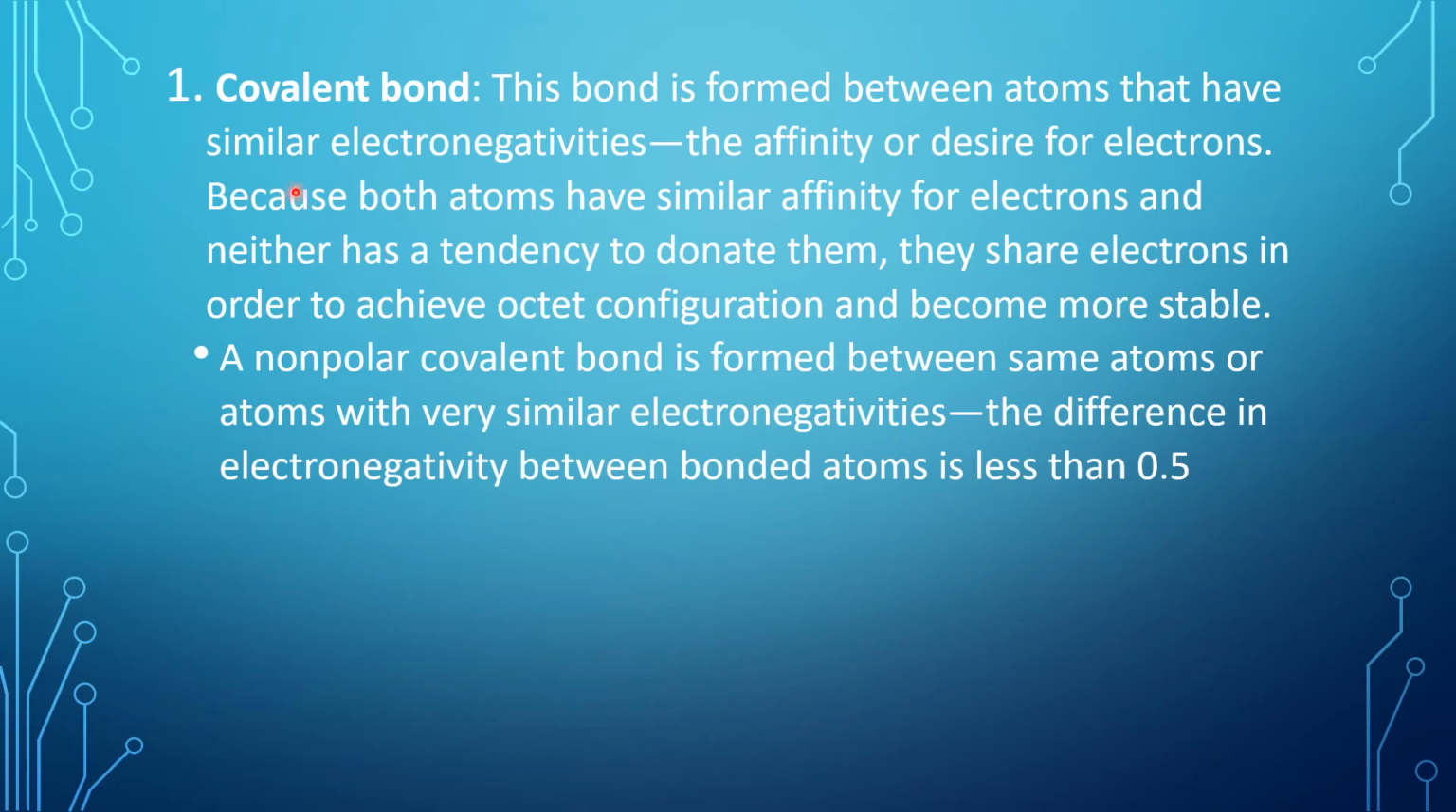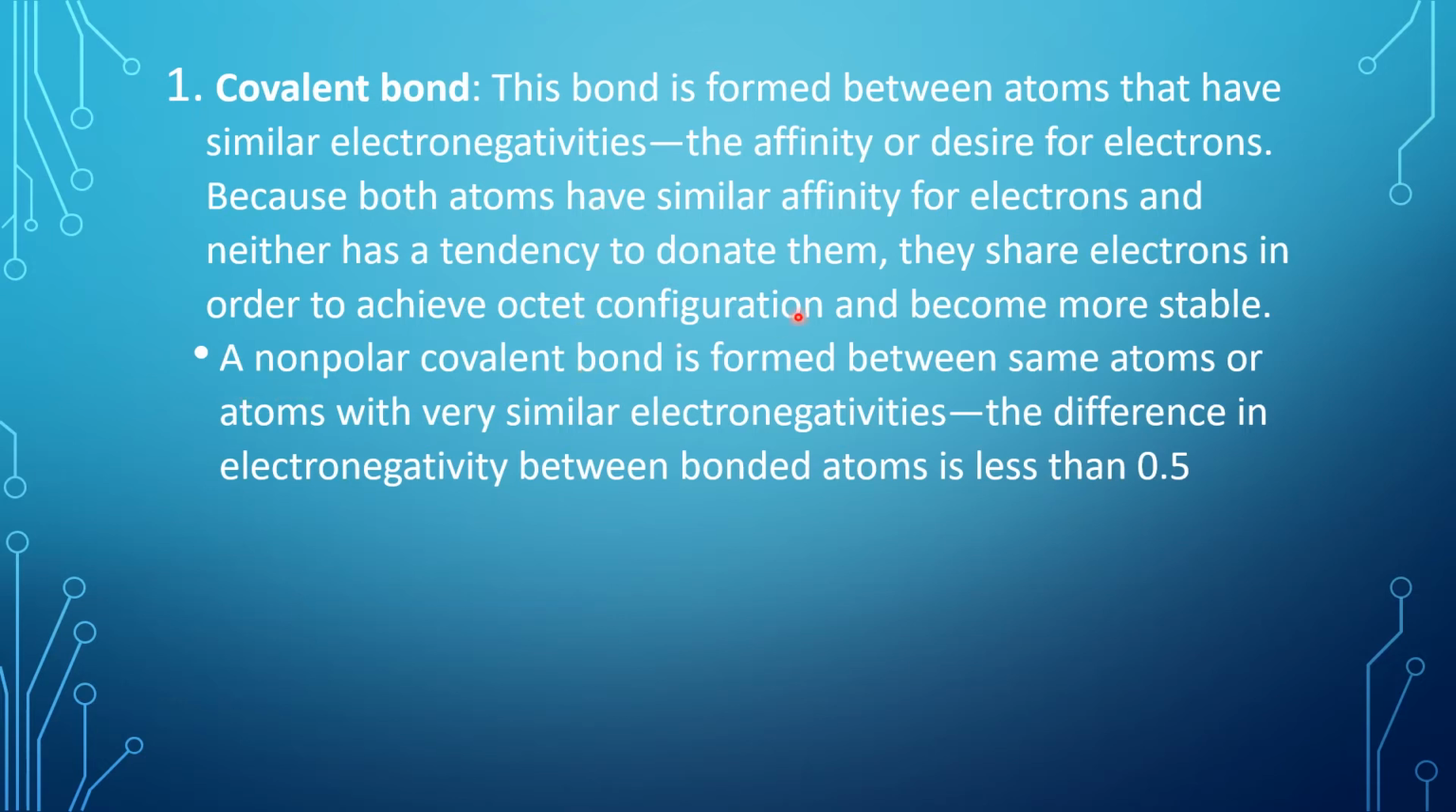Next is a covalent bond. We have identified this in Chemistry 1. It is a bond between non-metal and non-metal where they have electronegativity. Let me remind you, electronegativity is the ability of an atom to attract. Okay? This is the ability of an atom to attract electrons.